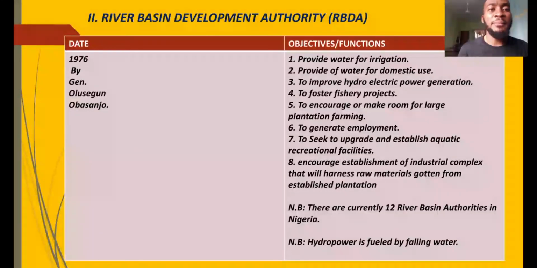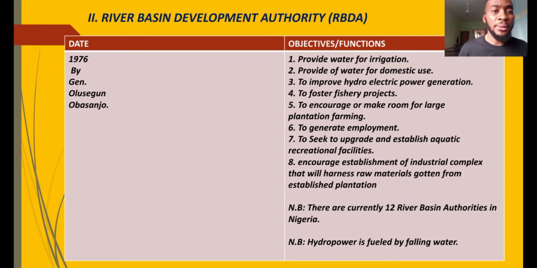Next one is the River Basin Development Authority. This was established in 1976 by the then military president, General Olusegun Obasanjo. The objectives are, first, to provide water for irrigation. Irrigation here stands for the supply of water for farming. So this authority was charged with the duty to make provision for water for farming, and also for domestic use: cooking, washing, bathing, mopping and some other things.